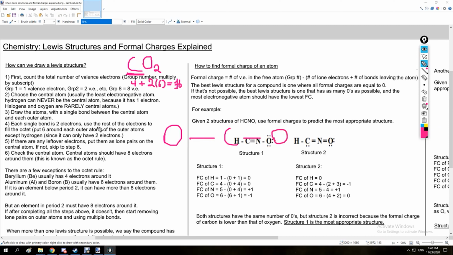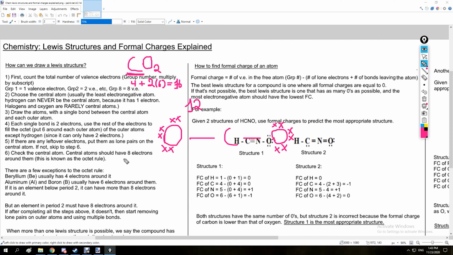Each single bond is 2 electrons. Use the rest of the electrons to fill the octet, putting 6 around each outer atom. So we have 2, 4, so that means we have 12 electrons left over. Let's start putting electrons on the O's: 6 on this O and 6 on this O. We're left over with 0 electrons. If there are any leftover electrons, put them as lone pairs on the central atom. We don't have any, so we're going to skip to step 6.